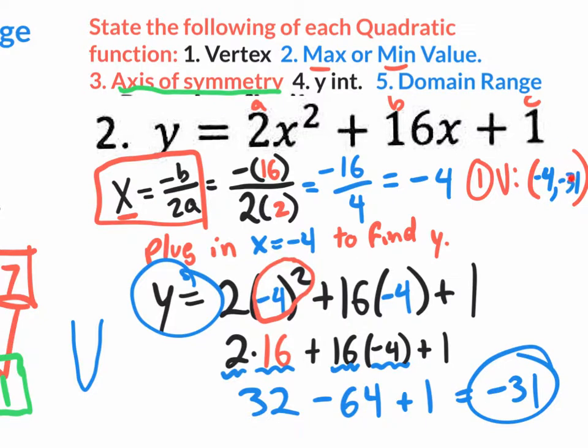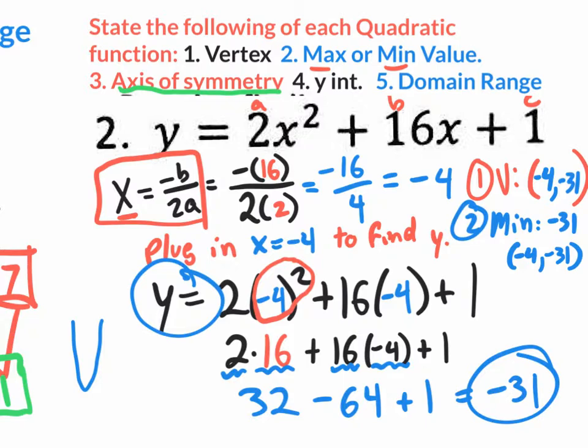It's a vertex, negative 4, negative 31. So for the answer on number 2, you could say that it's a minimum value, and you could just give the y value, which is negative 31, or you could actually give the entire vertex again if you wanted to. But most of the time, when they refer to the max or min, they just give the y value, okay?